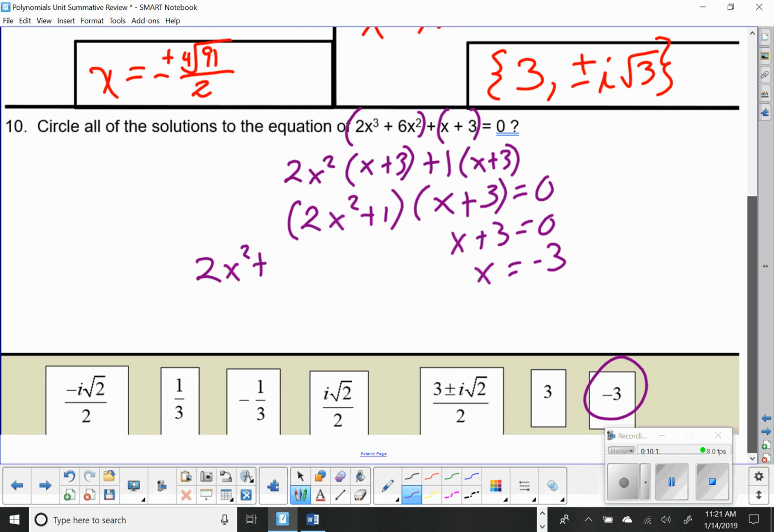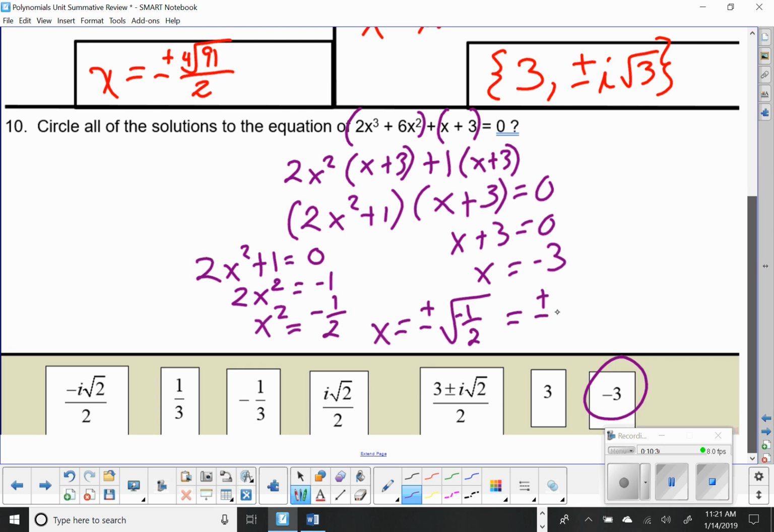2x squared plus 1 is equal to 0. 2x squared is equal to negative 1. X squared is equal to negative 1/2. So now x is going to be equal to plus or minus the square root of negative 1/2. First off, I'm going to get to bring the i out. So plus or minus i, and the square root of 1 is 1, so that's okay there.